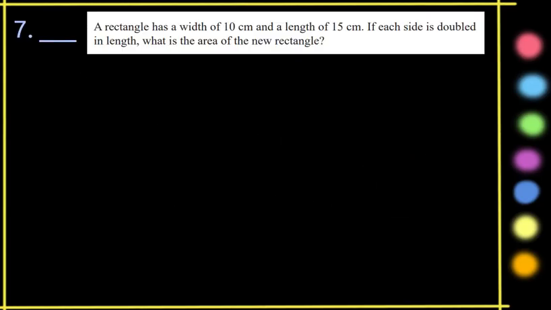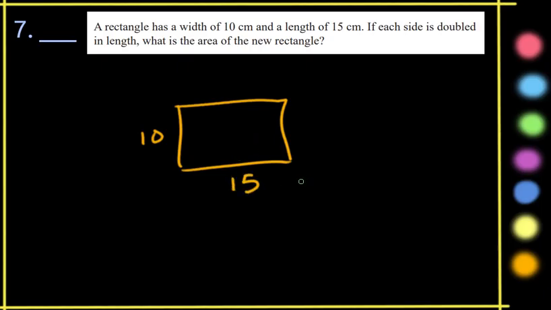Okay, number 7 says a rectangle has a width of 10. Let's call this the width. And then the length of 15. And it says if each side is doubled in length, what is the area of the new rectangle? Well, the area of this rectangle is 150 because that's 10 times 15.